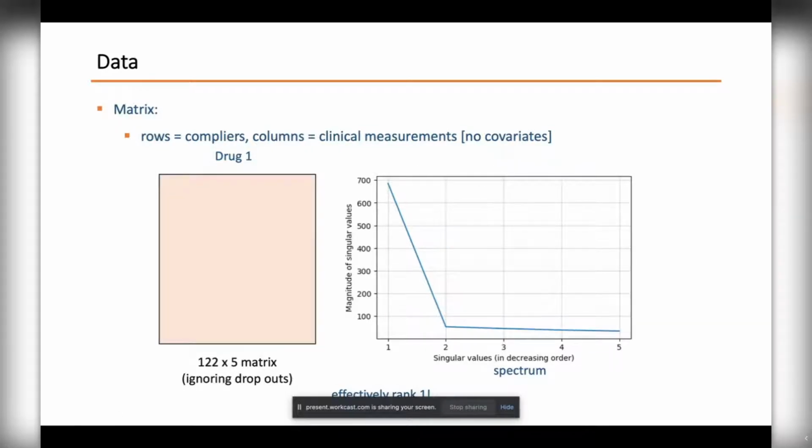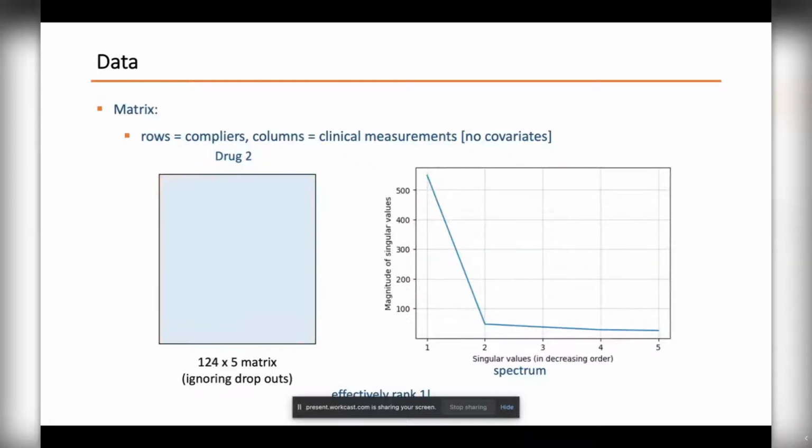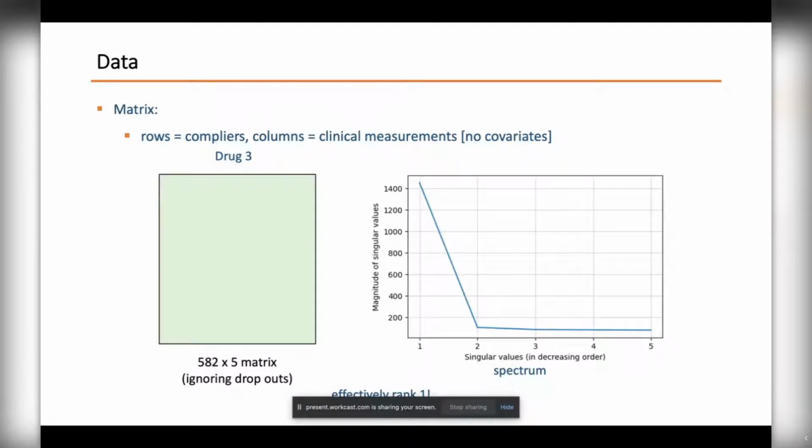Okay, the same thing holds for drug 1 as well. Again, 128 compliers, 5 columns. Drug 2, 124 compliers, 5 columns. Again, it's a rank 1 matrix. And the same thing with drug 3. All these matrices of compliers by measurements are effectively rank 1. What does it suggest? It suggests that in each of these matrices, each row can be written as some multiplier of any other row. Okay. Because all of them are effectively in the same subspace.